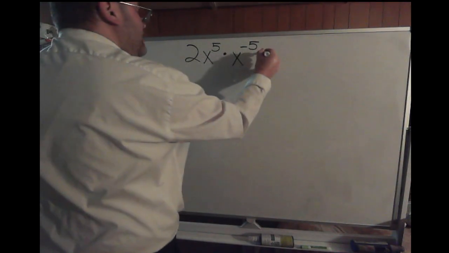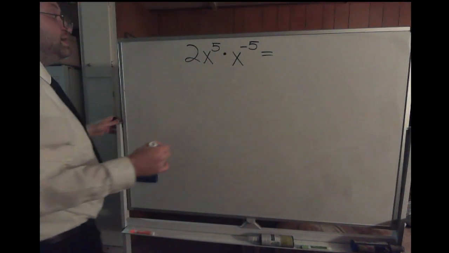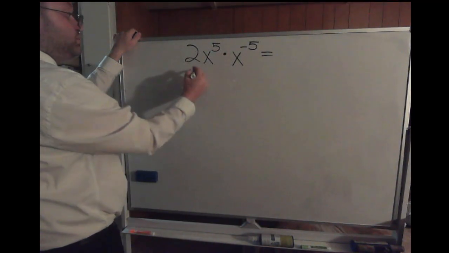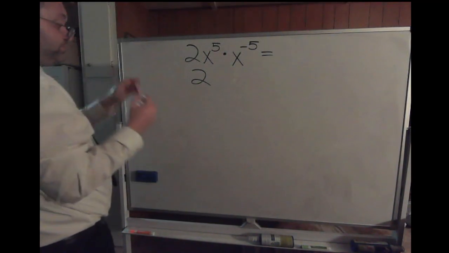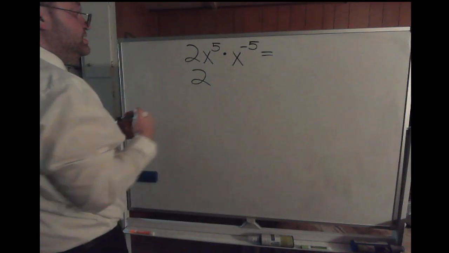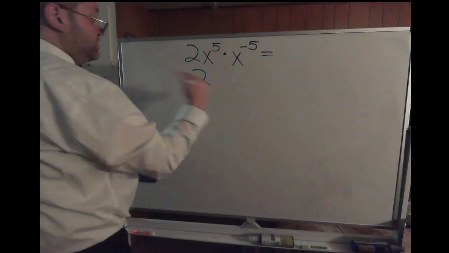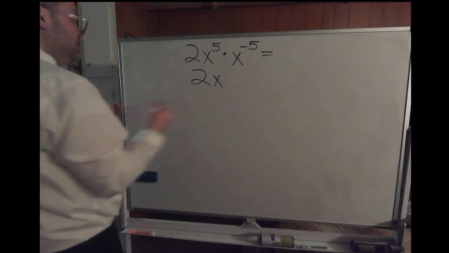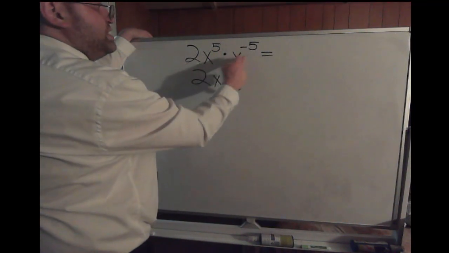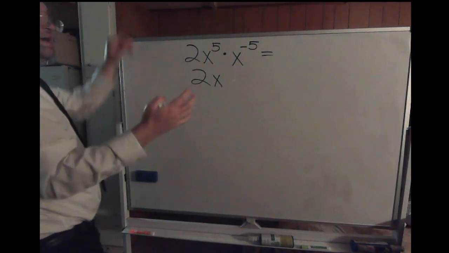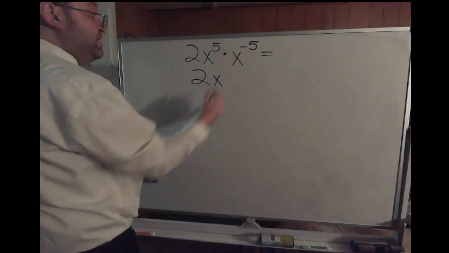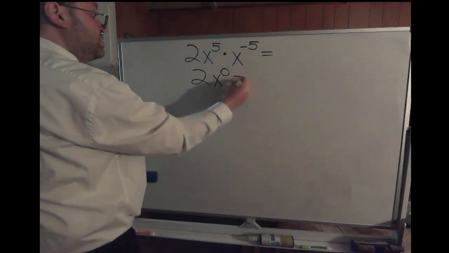Well, I can tell you this. Your coefficients, you just multiply them like normal. You have 2 times 1, well, that gives you 2. Now, you have the same base x, so we're going to keep your x. When you multiply a base to a power times that same base to a power, you just simply add the powers together. So x to the 5 minus 5 is x to the 0.